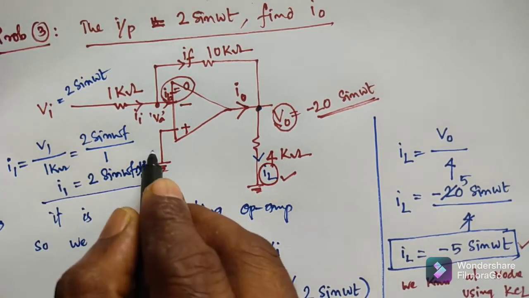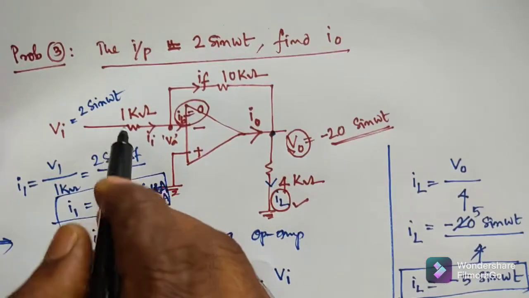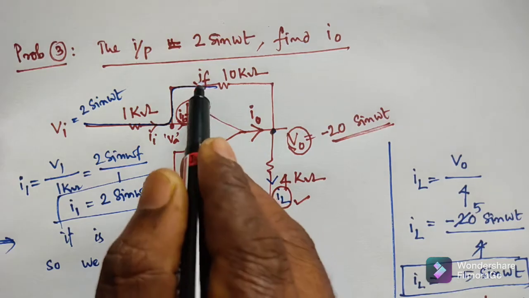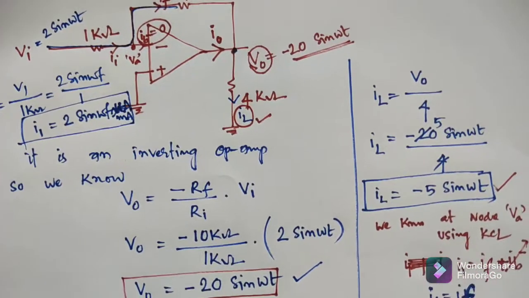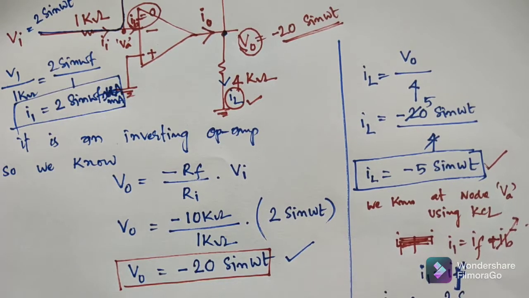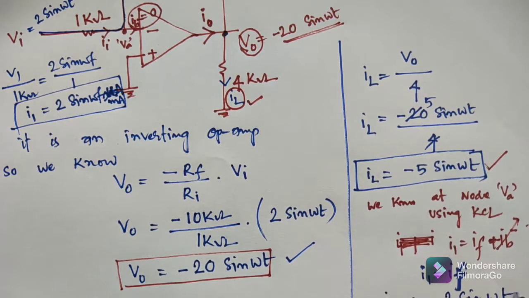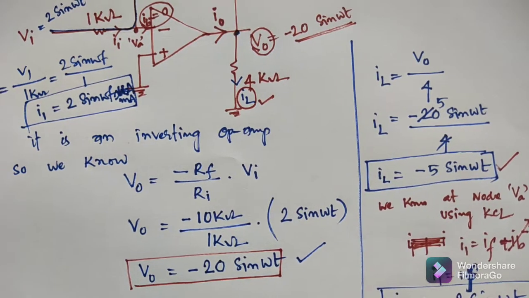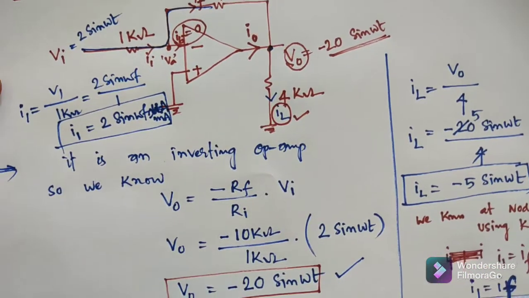So far we have the I1 value. Here I1 is passing in this branch, and the same current passes through the feedback. So IF also is the same. So IF or I1 is equal to 2 sine omega t. The units are amps. Now I would like to calculate I0.